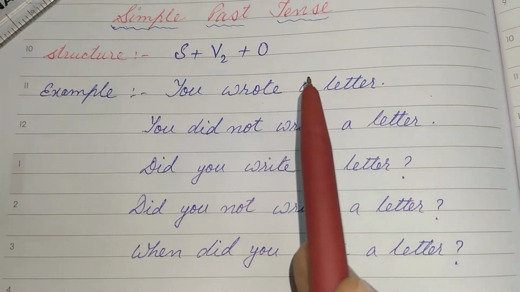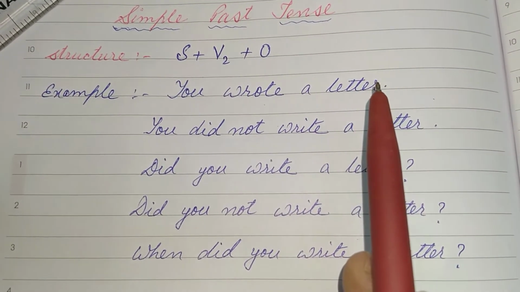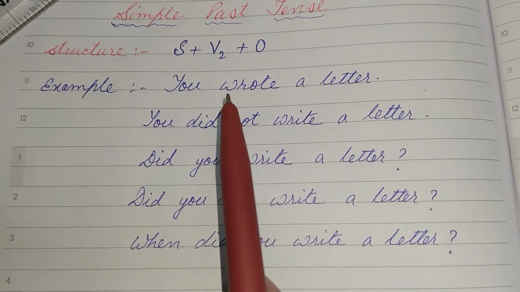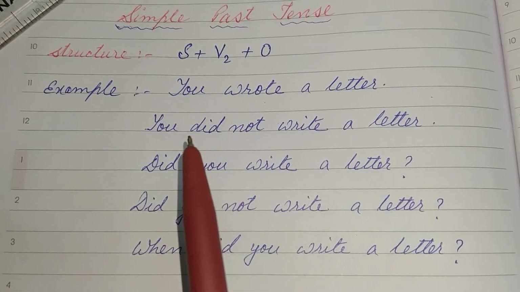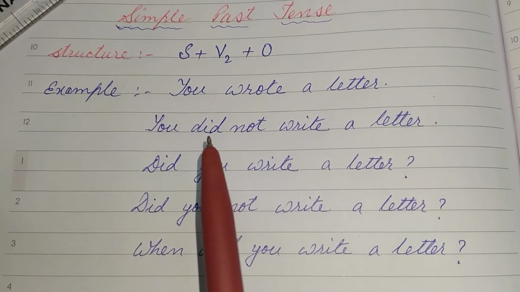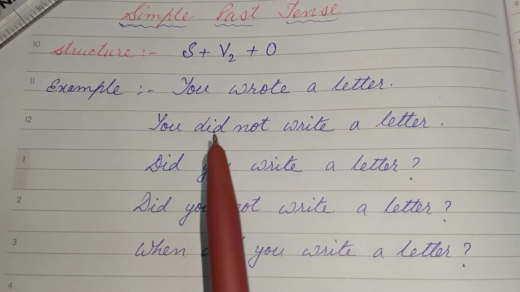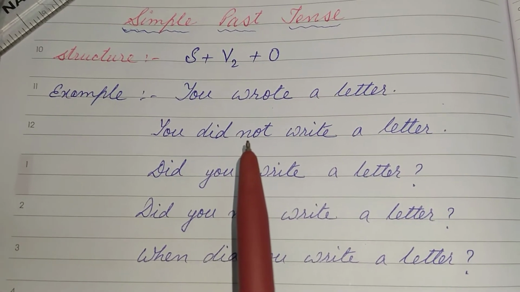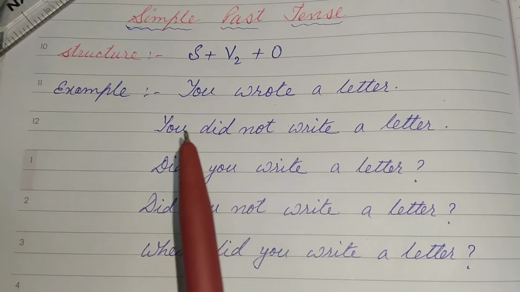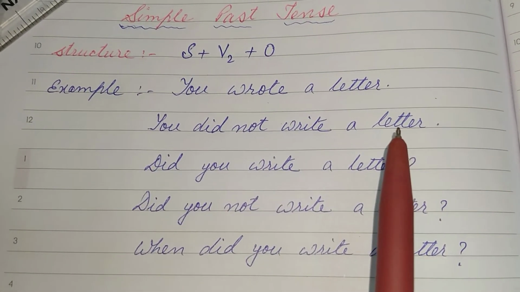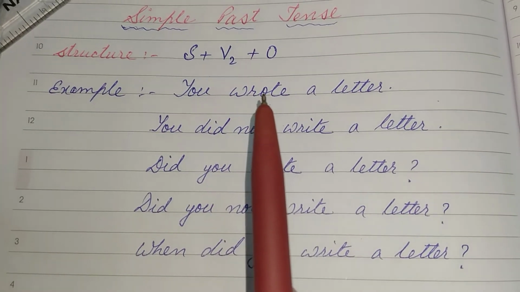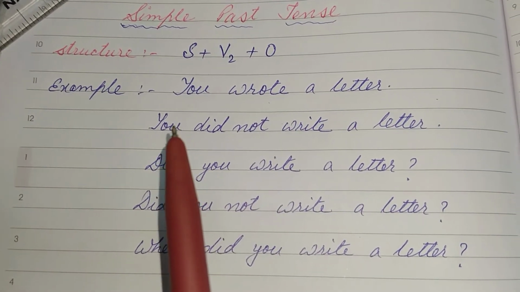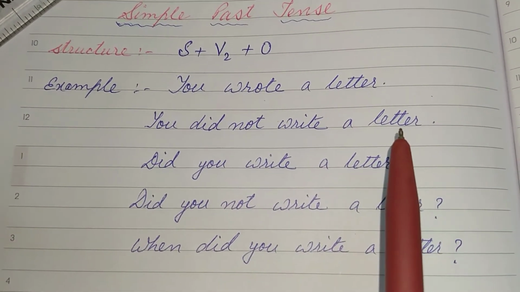So this is the affirmative or positive form of the sentence, which we have already discussed in the last video. Now in the next example, we have changed this sentence into negative form. You did not write a letter. Here we have used did not to make it negative. So when we use did not, this wrote will come to its base form, that means verb 1. So you did not write a letter.